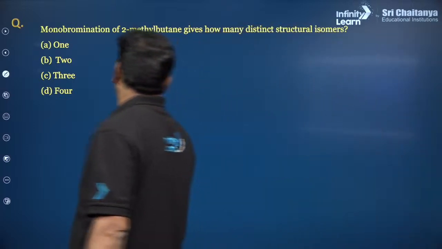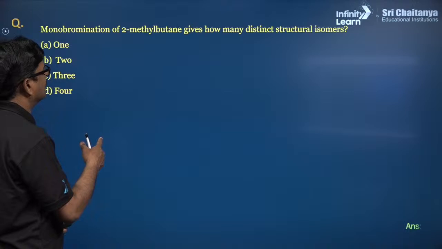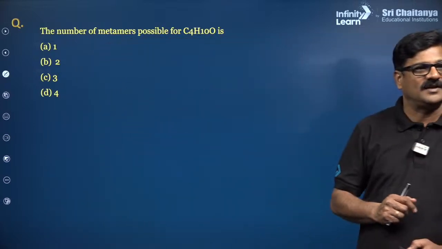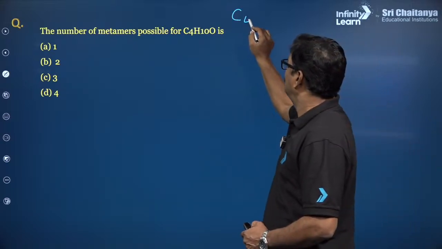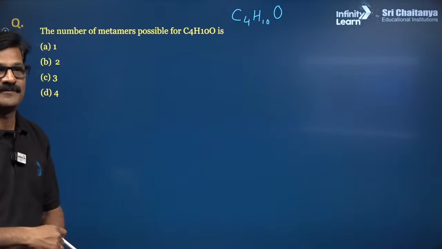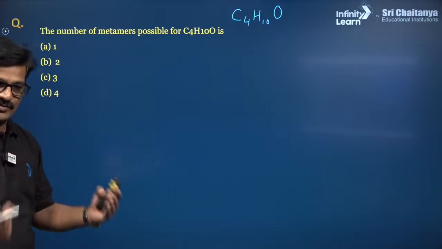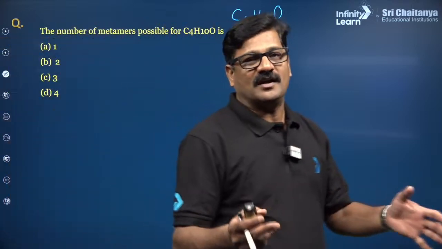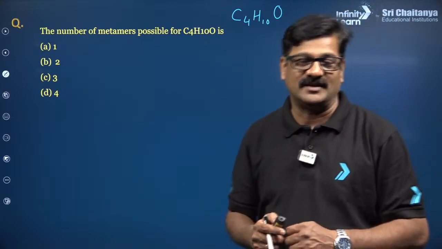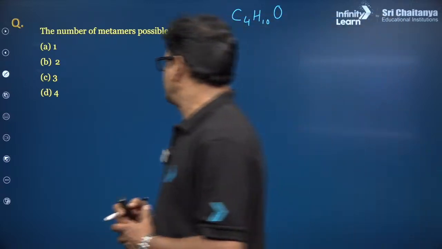Next, monobromination of 2-methylbutane gives how many distinct structural isomers? 2-methylbutane, monobromination. I think we did this, right? Okay. Now, the number of metamers possible for C4H10O. What is the meaning of metamers? Metamers are a type of isomers having different alkyl groups around a functional group. To become a metamer, the functional group should be at least bivalent, like ethers, thioethers, amines, ketones; they show this metamerism.